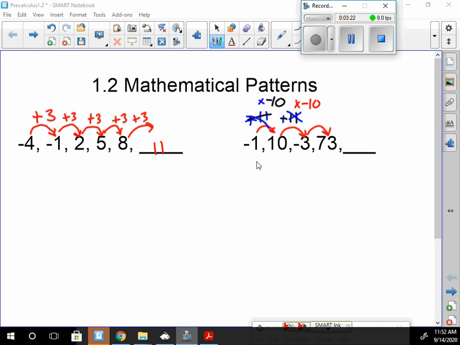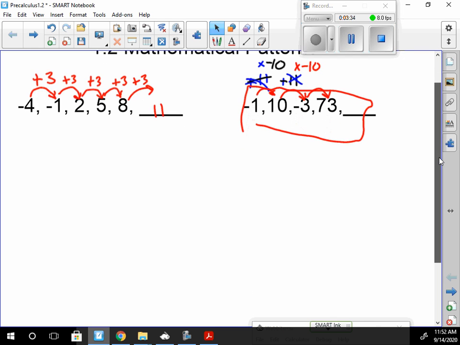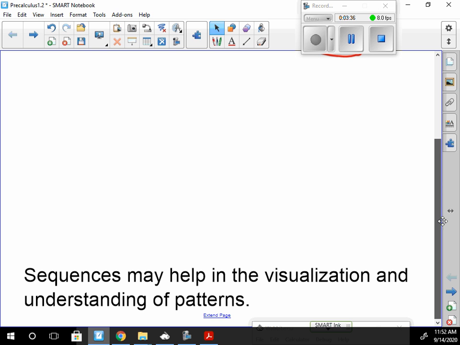Some numbers just are not a pattern. And that's the case with these. There's no pattern to it. There's no way to find that next number. We just have to accept that sometimes in life things aren't going to work out.